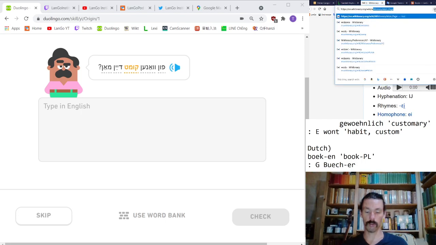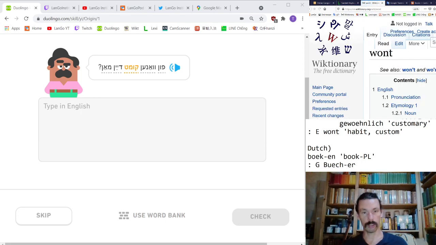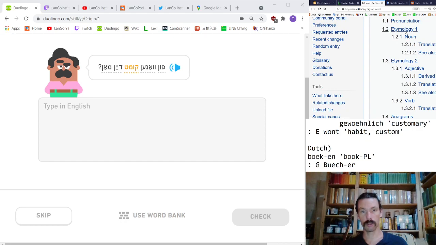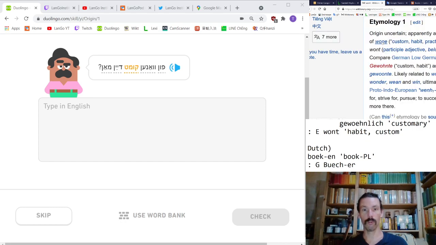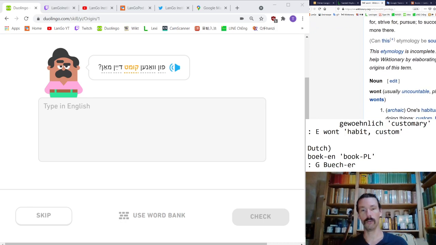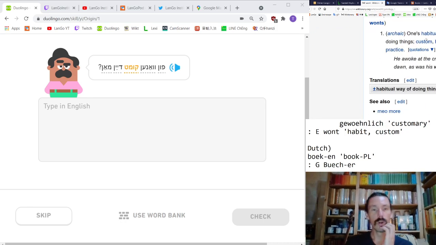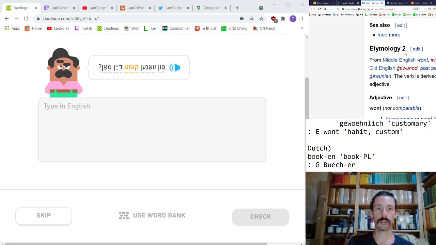Or it might even be pronounced want. I'm not really sure how it sounds. I see it spelled, yeah, the noun, wunne. Apparently, origin uncertain. Conflation of wunne and want. Parts of adjective: gewoonte. Wonne, wonder, ween, and win, from European wenig, or win, with a glottal stop. Who knows? One's habitual way of doing things, custom, habit, practice.